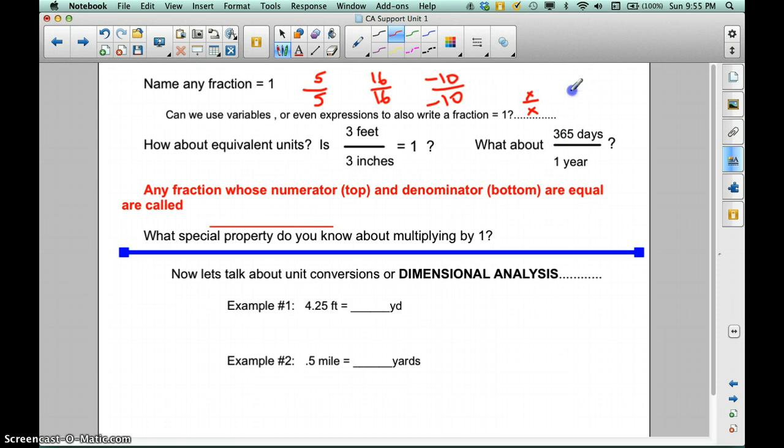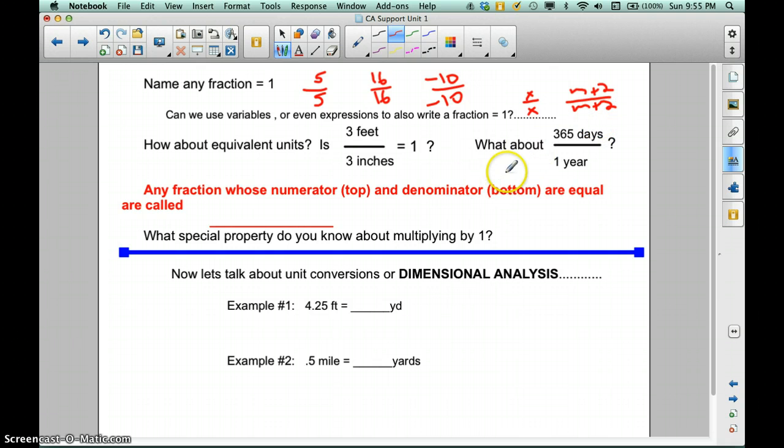And an expression like m plus 2 over m plus 2, is that equal to 1? It is. It fits the description, anything over itself. And of course, if somebody said to you m is 5, and you plugged in 5 for m, you'd get 7 over 7, which is equal to 1.